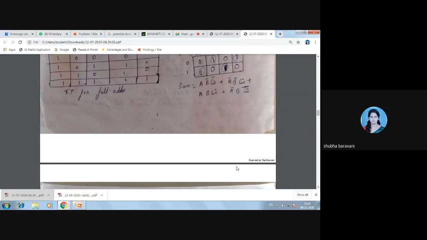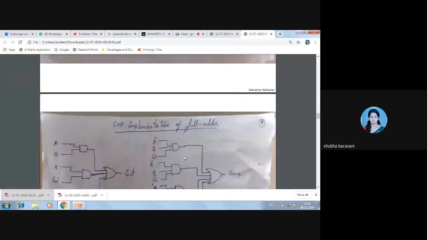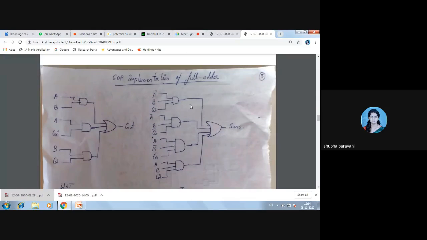Similarly, the sum expression I get from the K map. From this K map, I get individual ones, so I get 4 min terms: A B bar C in bar, A bar B bar C in, plus A B C in, plus A bar B C in bar. Okay. So the same thing I have implemented here. This is your SOP implementation.